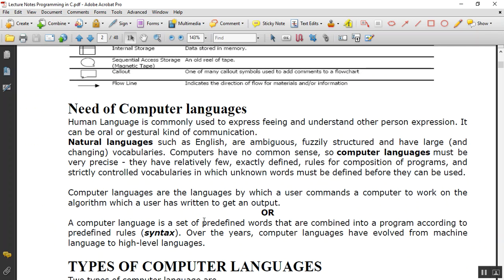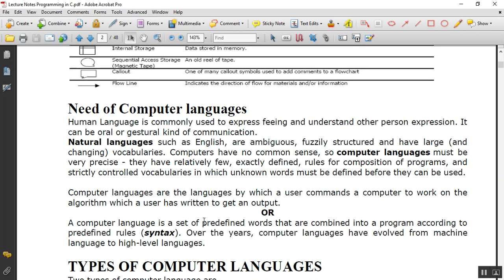Now the next topic is need of computer languages. Why do we need computer languages? If we write our programs in human language, then it will be very difficult for the computer to understand, and we will also face a problem in memorizing words which we don't know. We also know that our languages have a very large vocabulary. In English also, every now and then they are adding so many words. Every year we find that in Oxford so many words have been added to the corpus.